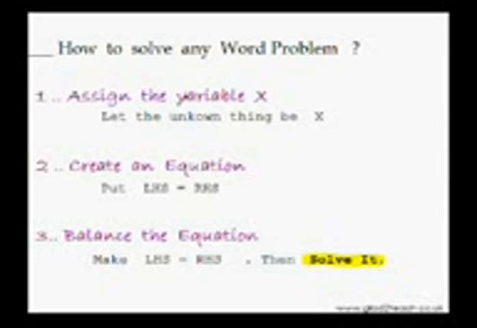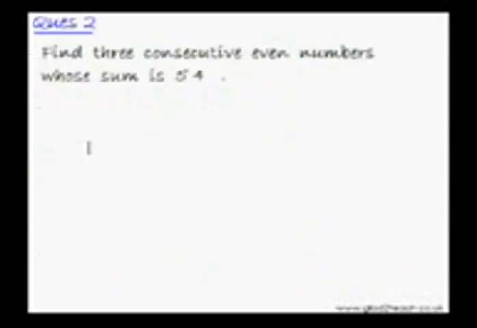Most of the times, the equation that you form is balanced by default. That is, the left hand side and the right hand side are already equal. But in case they are not equal, then you can make them equal. And once we have the balanced equation, then we just have to solve it. So do this next question now. This time, you have to find three consecutive even numbers whose sum is 54.